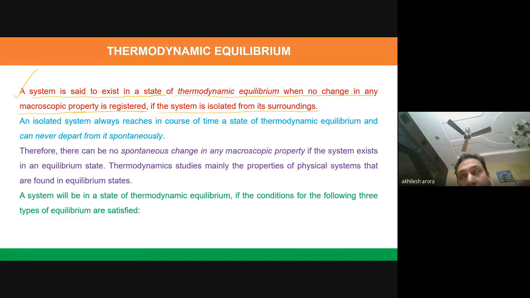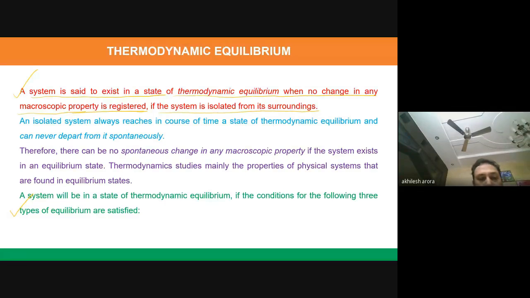So that means if you are separating the system from the surroundings and you don't find any change in the state of the system, that means the system is existing in thermodynamic equilibrium with its surroundings. So what are the various conditions to be satisfied for thermodynamic equilibrium? That is important here.